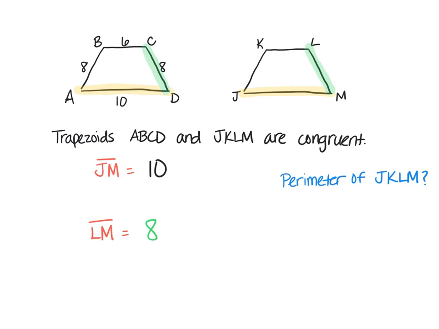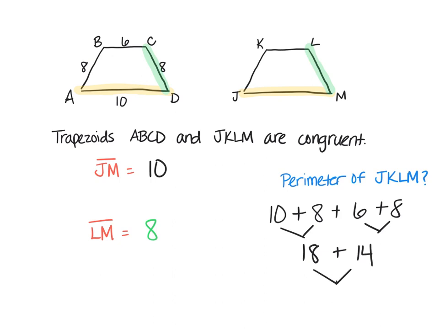So to find perimeter, all we have to do is add all of the sides together. So we have 10 plus 8 plus 6 plus 8, and I'll add all of those together. So 10 plus 8 is 18, 6 plus 8 is 14, and then add those together and you get 32. So the perimeter of that trapezoid is 32.